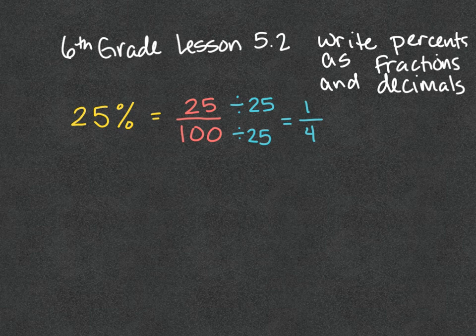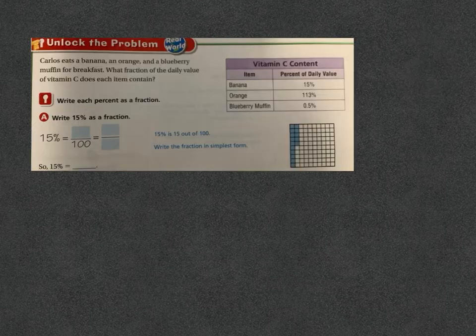That happens too. But if it's reducible, then you reduce it and you're done, and that's it. Let's look at a couple of examples. So the first part of this Unlock the Problem wants us just to write these as fractions, simplified fractions. So again, just like I showed you in the previous example, we will write it as a ratio to 100 and then simplify it. And that's all the steps we need to do. Here they went ahead and modeled it for you. 15% is 15 out of 100, 15 out of 100, and now it's a fraction.